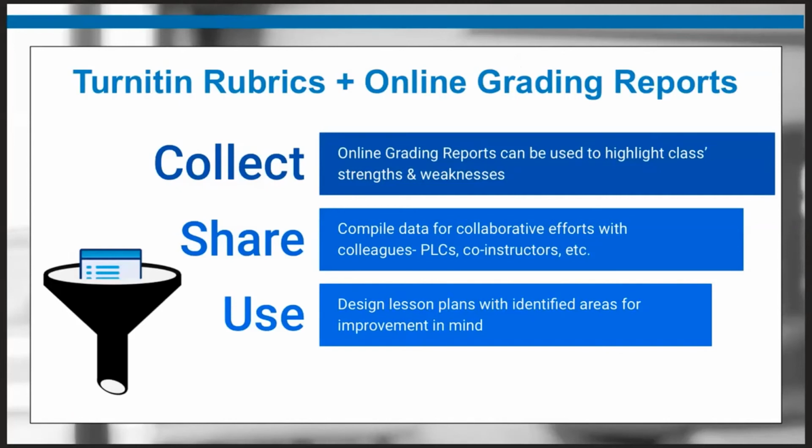Utilizing the same or similar rubrics across departments or schools, or even just you and another colleague, will allow you to better pivot from data collectors to data users. A great way of making this pivot within Turnitin is to combine the rubric feature with the online grading report feature of your Turnitin assignments. Online grading reports are used to highlight classes' strengths and weaknesses.